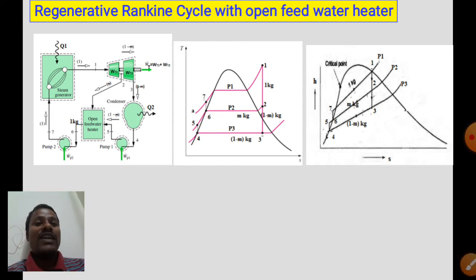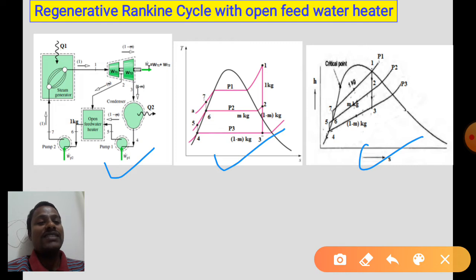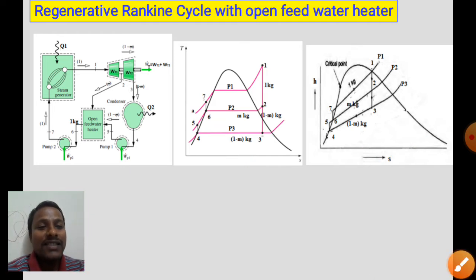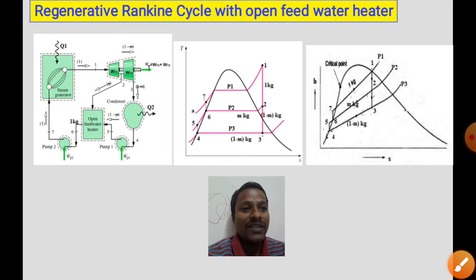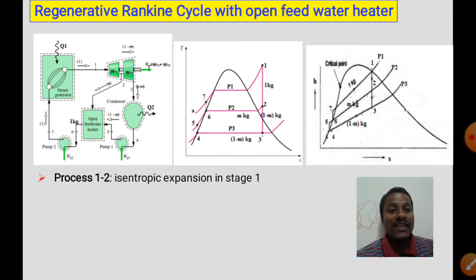So now after looking into the schematic diagram, this is the schematic diagram of the regenerative Rankine cycle with open feed water heater, and again we have the TS diagram and HS diagram, we understood this. Both diagrams are very very important for solving the numericals on this concept. So here further let's write down the process names for this open feed water heater regenerative Rankine cycle.